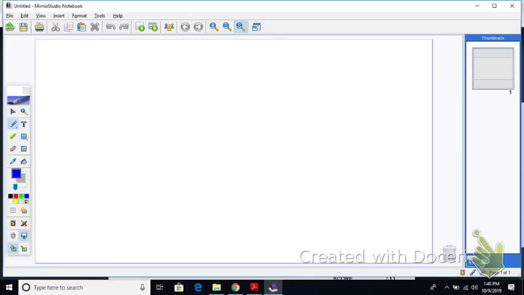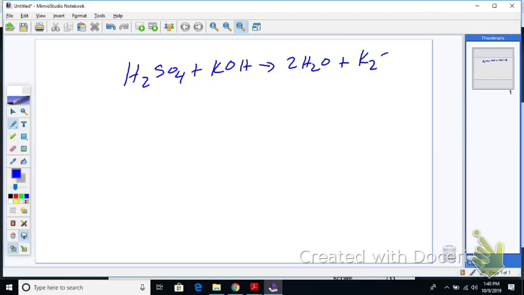Okay, so what you would have had for that diprotic acid, you'd have H2SO4 plus KOH, and then you're going to get 2 waters, and then you're going to get a K2SO4. Questions with that? And these could be aqueous. Will you have to put a 2 in front of the KOH on the left side to balance it? Yes, you do.